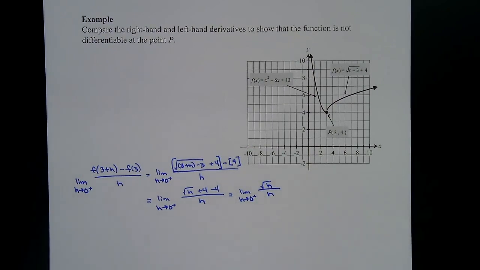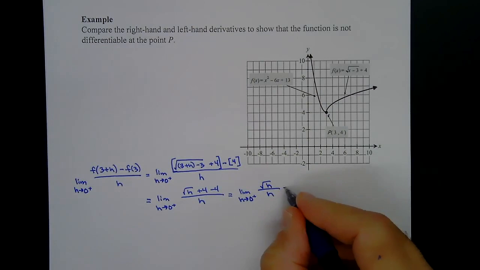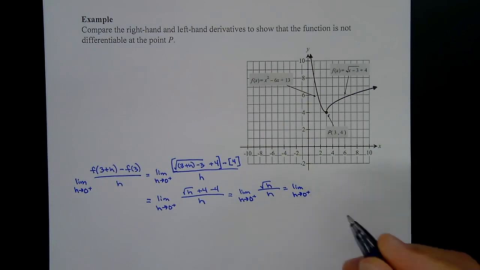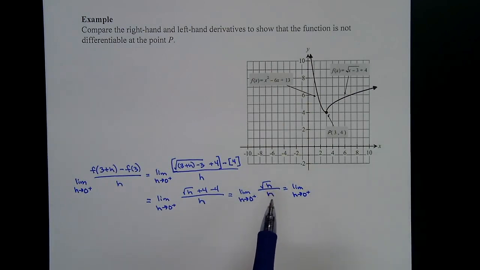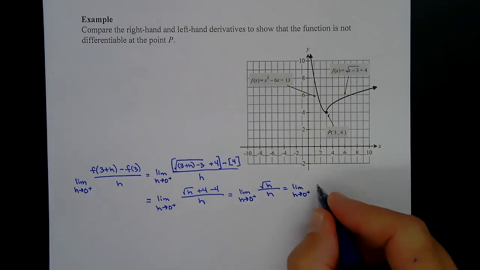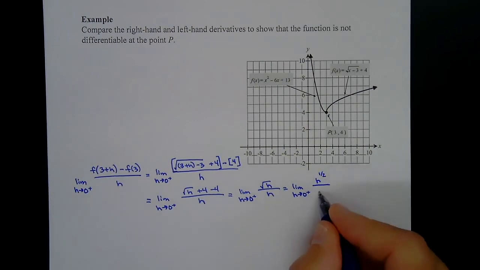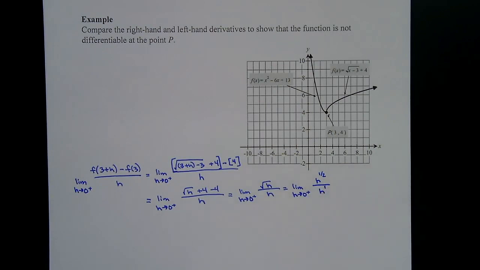So this becomes the limit as h approaches 0 from the right of the square root of h over h. All right, so let's try direct substitution. Well, we get 0 over 0. So how can you handle this? We have to go back to exponent rules. So this becomes the limit as h approaches 0 from the right. A square root is really an exponent, a fractional exponent, and for the square root it would be 1/2. So this is h to the 1/2 over h to the first power.